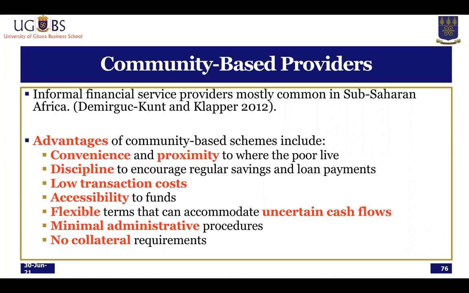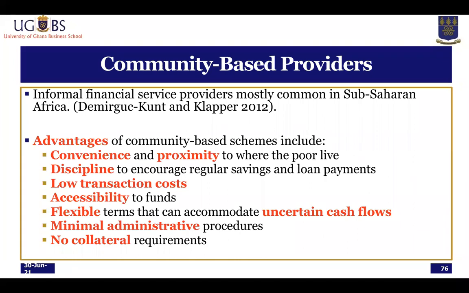Now, the main advantages that community-based schemes give, and of course we mentioned that that's one of the key things that makes microfinance what it is, are the convenience and proximity to where the people live. Discipline to encourage regular savings and low payments. Low transaction costs. Accessibility to funds. Flexible terms that usually can accommodate uncertain cash flow. So as and when you have the money, you make the payment or you make your deposit. And then very minimal administrative procedures. And then, of course, the key thing, no collateral requirements. Now, this is usually what gets a lot of the poor people off the market for formal banking.